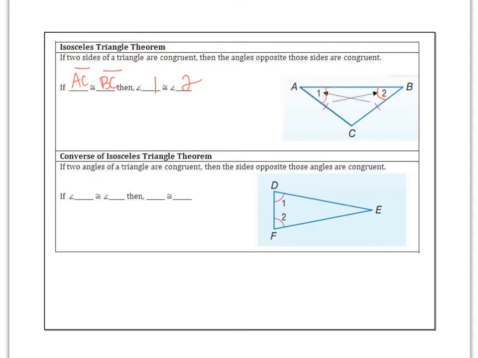The converse is also true. If you have two angles that are congruent in a triangle, then if you go across from those two angles, the two sides that are opposite of those angles will also be congruent. So in the second example, if angle 1 is congruent to angle 2, then segment DE will be congruent to segment FE. So just remember, if two sides are equal, two angles will be equal, and vice versa.